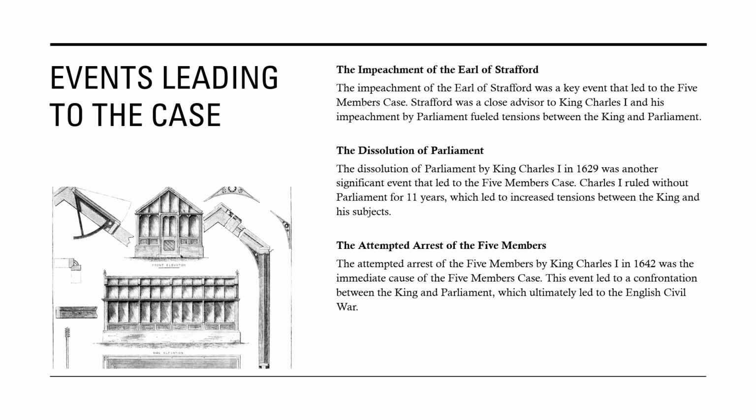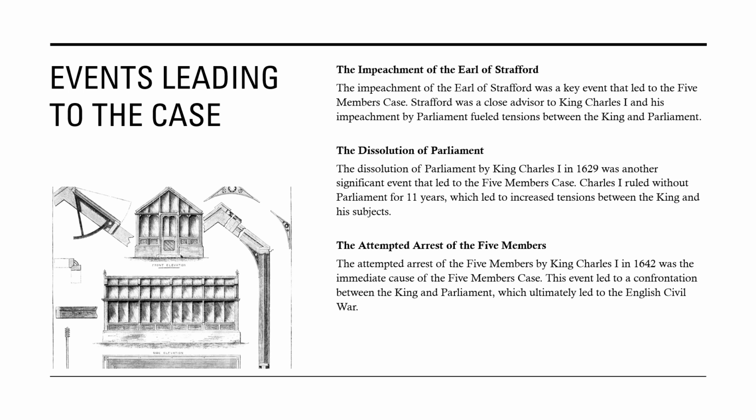The dissolution of Parliament by King Charles I in 1629 was another significant event that led to the Five Members Case. Charles I ruled without Parliament for 11 years, which led to increased tensions between the king and his subjects.